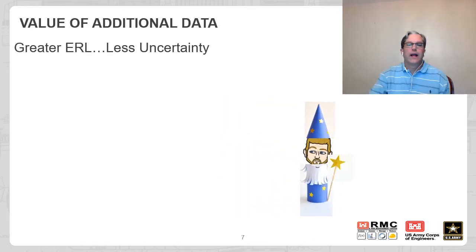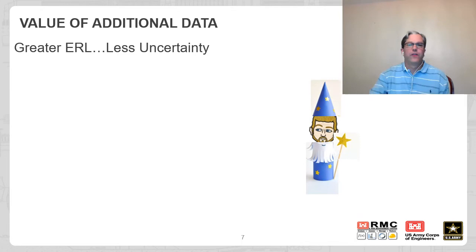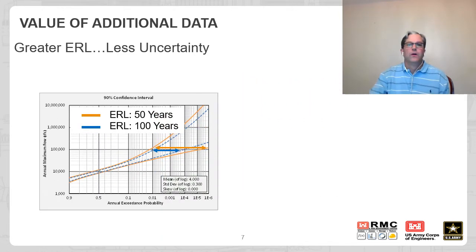Let's take a look at how effective record length affects the uncertainty. First, an increase in the effective record length will reduce the width of the confidence or the credible intervals. Here we can see the effect of doubling the effective record length from 50 to 100 years.